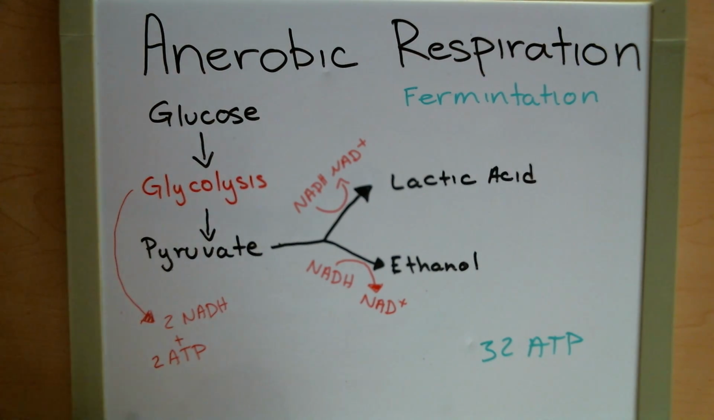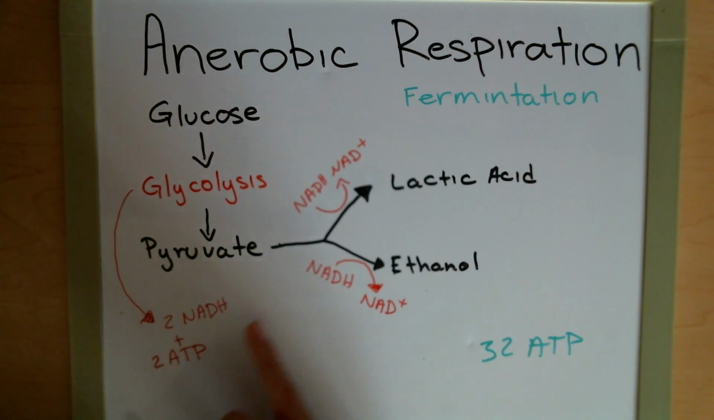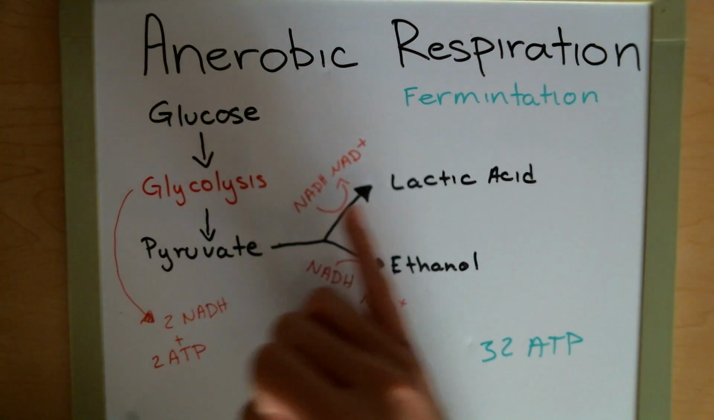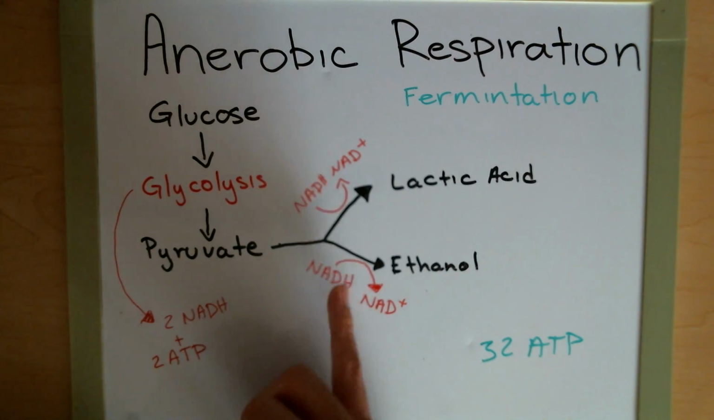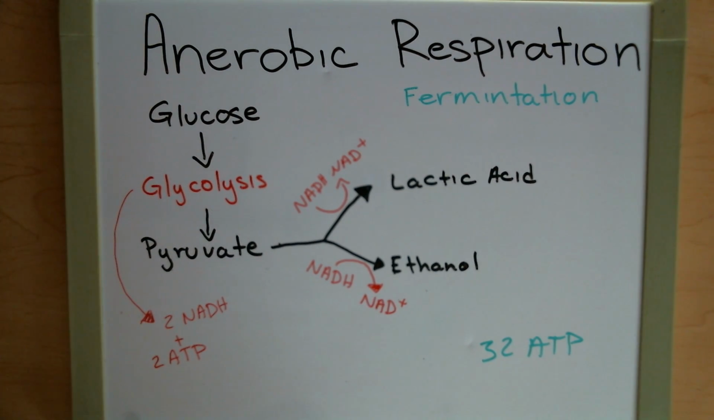So how do we do that? How do we do this 16 times? We do it by producing the ATP and the NADH. The NADH, as I said, will get oxidized back to NAD+. We'll take that NAD+, put it back into glycolysis so that we can do it over and over and over again.